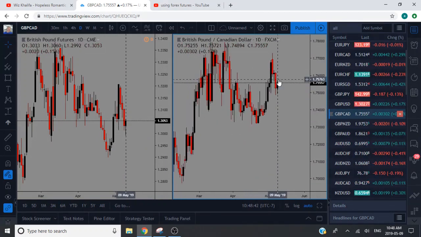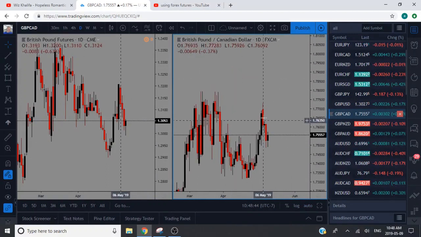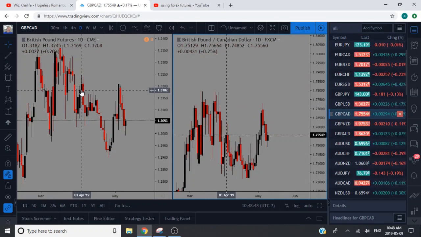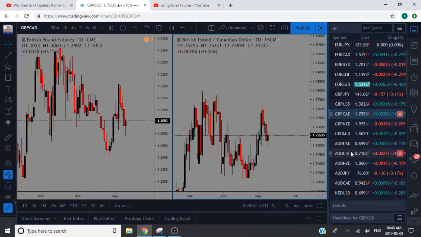What did it come up into? Where did it start dropping? It came up into supply right up here, right? Where did it start dropping from on pound CAD? Well, it came up into the supply zone right up here. Right? So it's just good market timing.